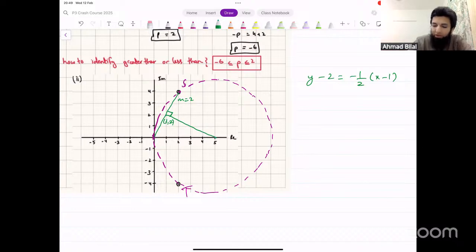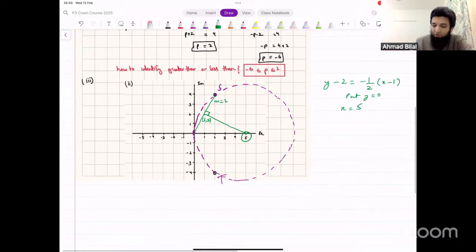And now you can put y equal to 0 in this. Fine. That gives you the x value, and that should be 5. Okay? That means this is the center. Center is at 5. What's the radius then? Radius is also 5. So the equation is going to be like this: modulus of z minus 5 equals 5.